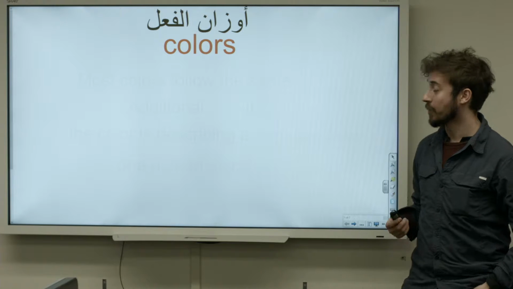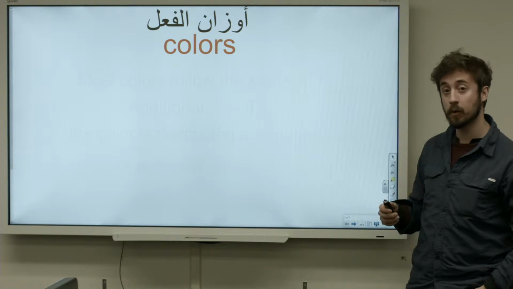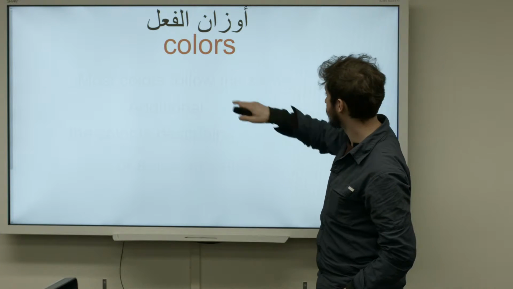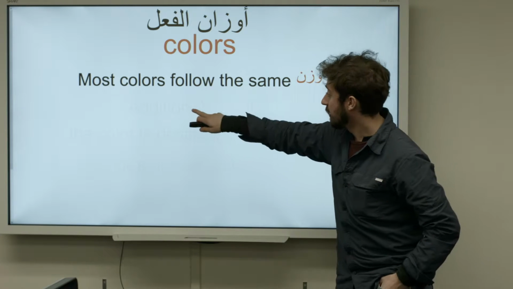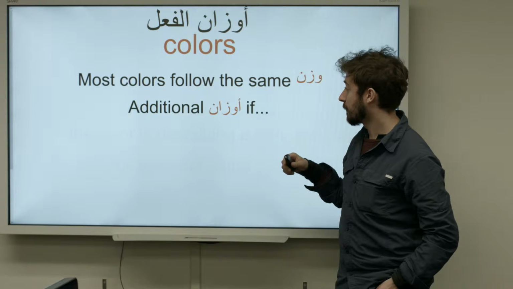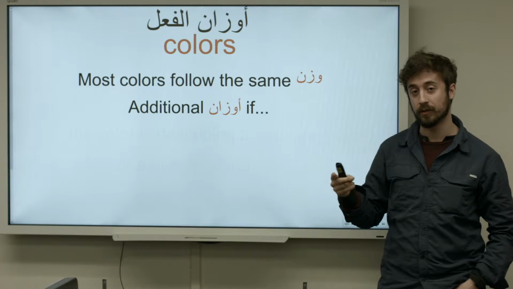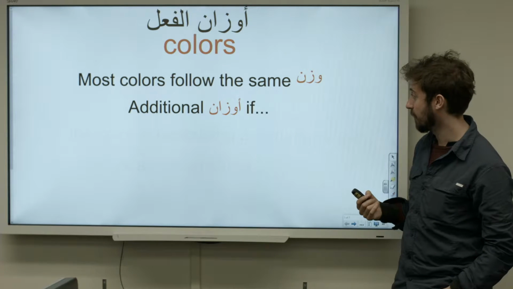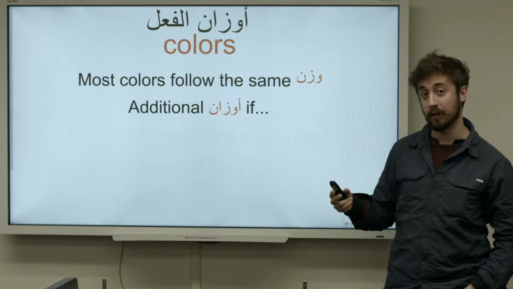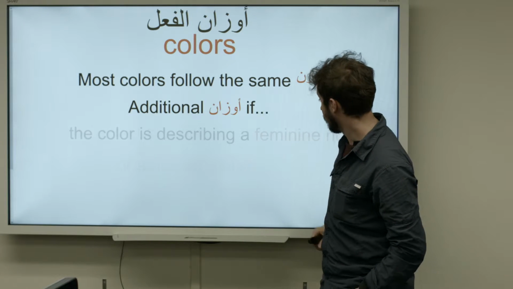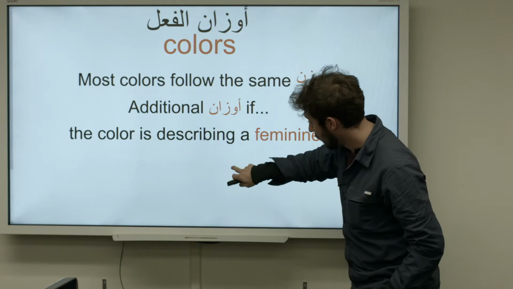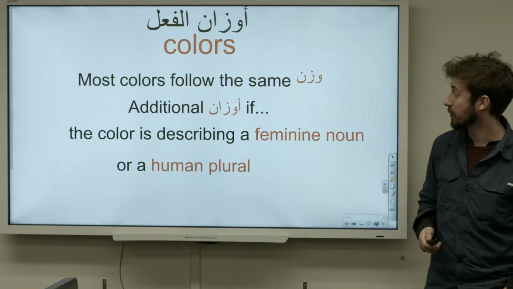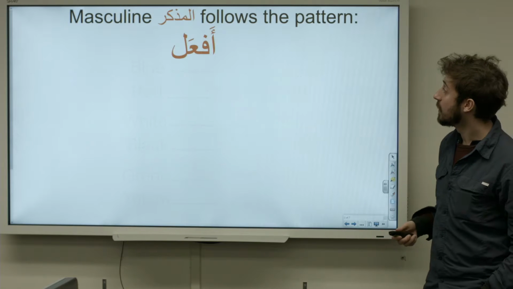Today we're going to learn about how to do colors in Arabic. So the first thing to know about colors is that most of them fall under the same wazn or pattern, but also that there are two additional patterns if the thing that the color is describing is a feminine noun or a human plural. So let's take a look at what this looks like.